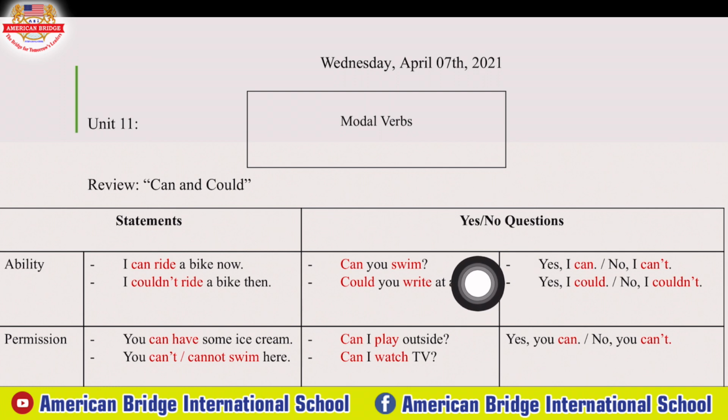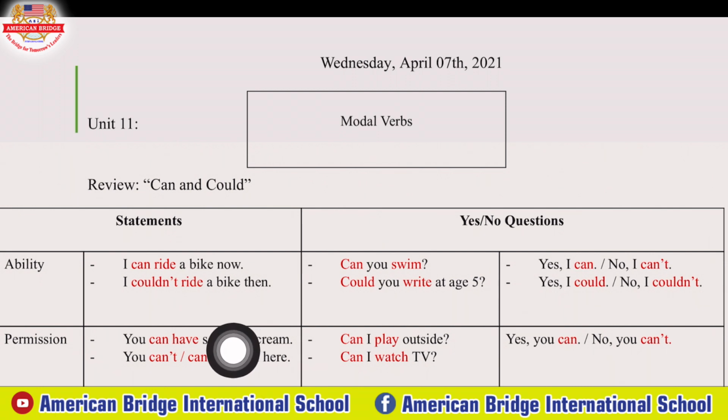How about the yes or no question? For a yes or no question, you just form it with the word can by putting it in front of the sentence. Can you swim? Yes, I can. No, I can't. Could you ride at age 5? Yes, I could. No, I couldn't. These are the abilities you can express with can or could.